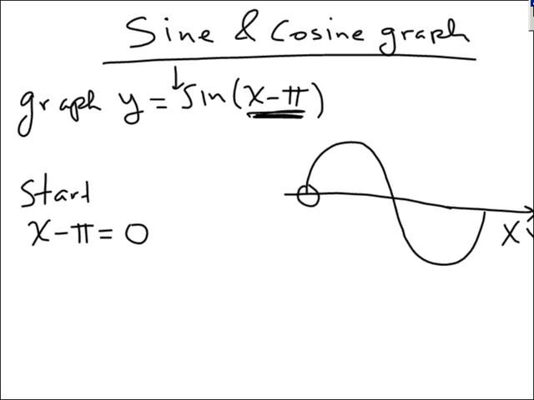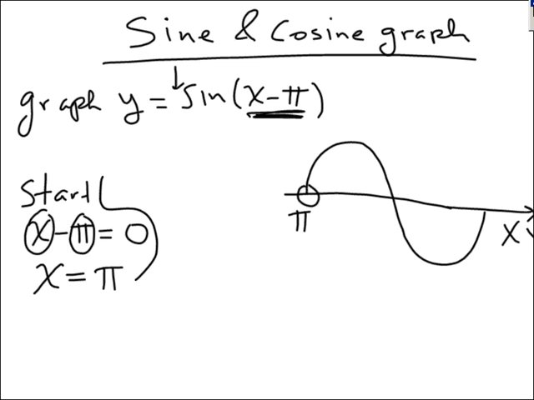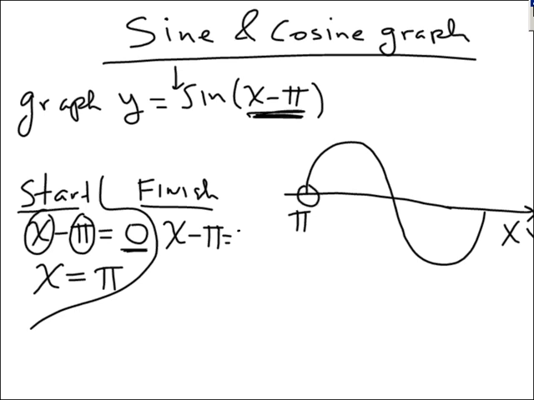is equal to 0. Well, if you subtract two quantities and you get 0, you should immediately say, oh, they're equal. Pi minus pi equals 0. So we start at pi. Okay, that's done. Where do we finish? For all sine and cosine graphs, we start where the angle is 0, and we finish where the angle is 2 pi.